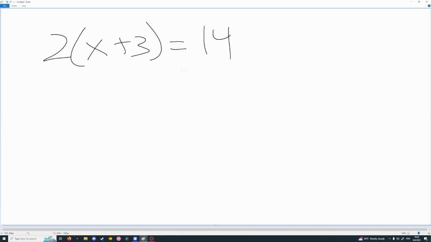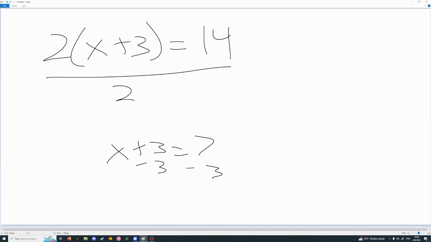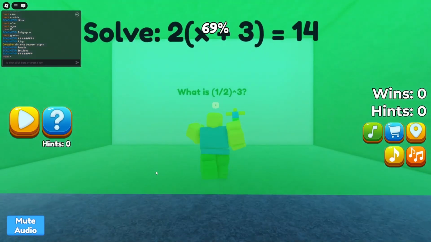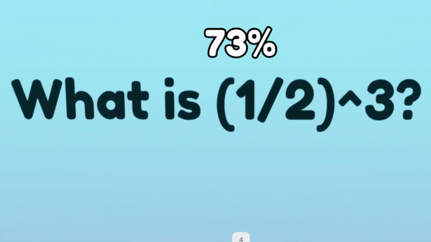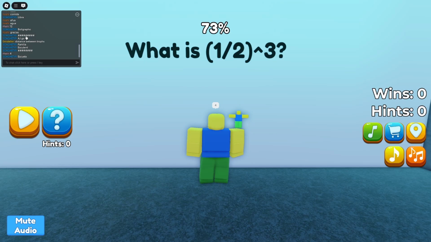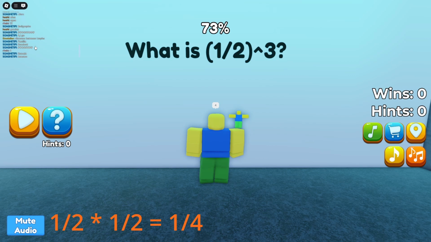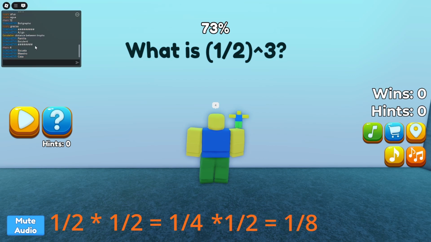Equals 14. I'm gonna divide this whole thing by 2. So we get x plus 3 equals 7. Then you just minus 3, so x would equal 4. Next, 1/2 to the power of 3. 1/2 times 1/2 is just 1/4, and then times 1/2 is just 1/8.